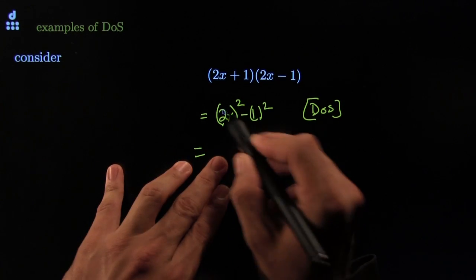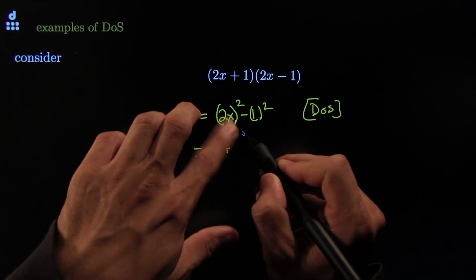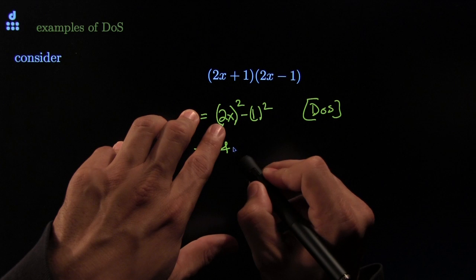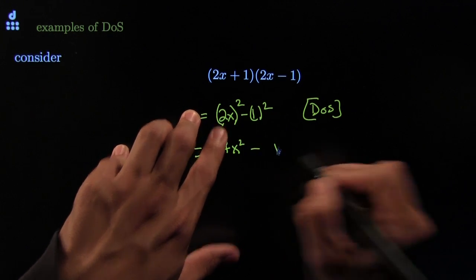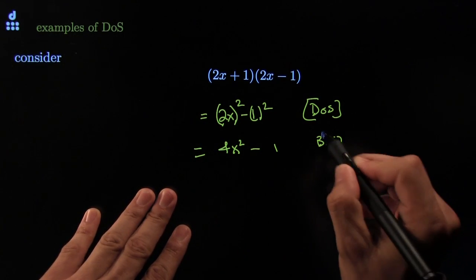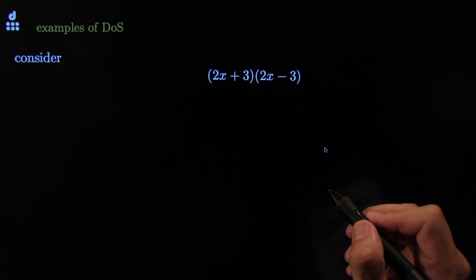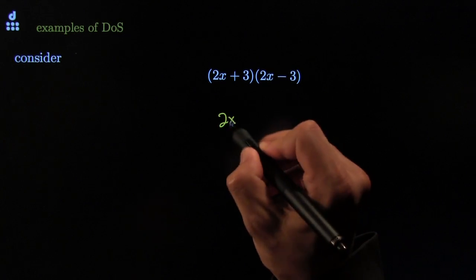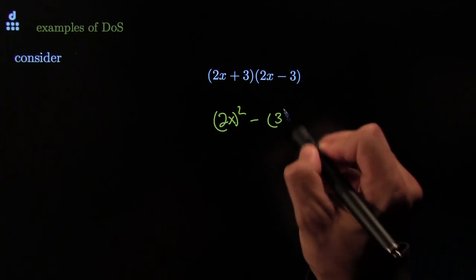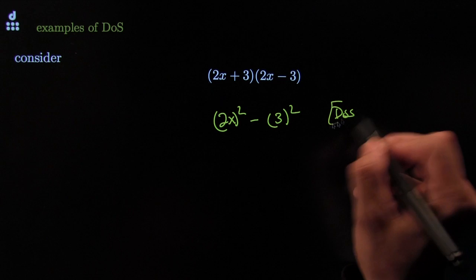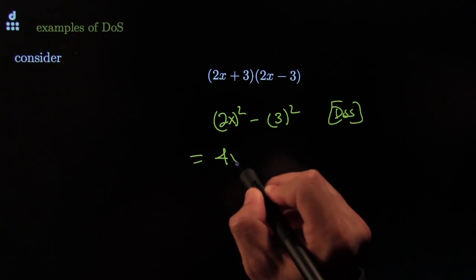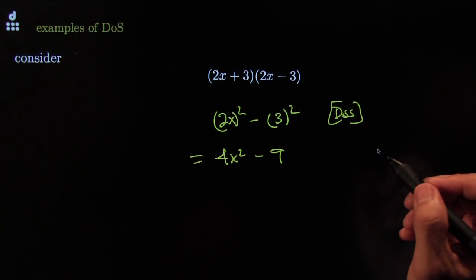And so you could clean it up some more. This is 2 times x times 2 times x. That'll give you a total of 4x squared minus 1, if you wanted to hide the patterns. Alright, this one would be 2x squared minus 3 squared, difference of squares. So that will give you a total of 4x squared minus 9.